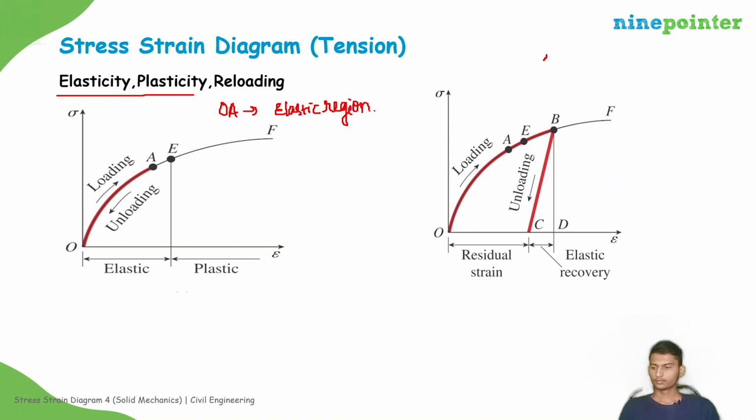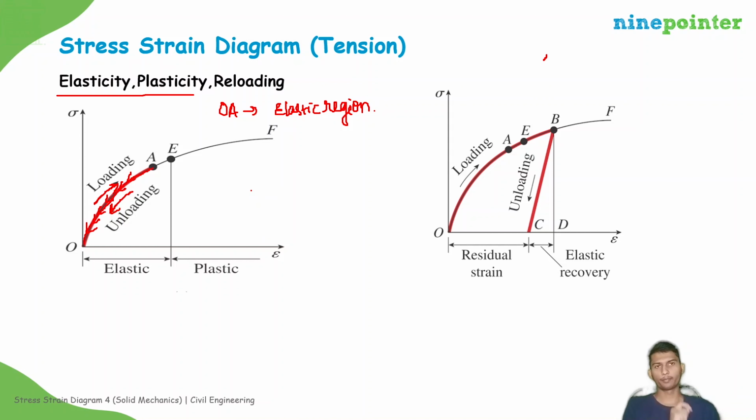If we unload before increasing the stress beyond the elastic region, then the material will regain its original shape, in the same way it behaved in loading. See, on loading the stress strain diagram looks like this. On unloading also the stress strain diagram will look like this. It will follow the same path in the reverse direction. So this is the unloading case in the region of elasticity. Now let us go to the region of plasticity.